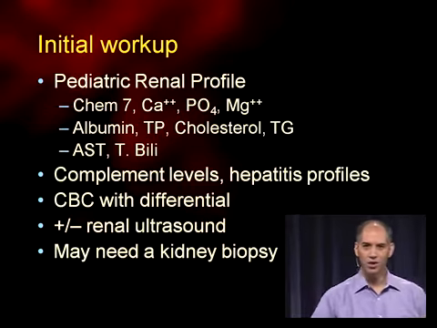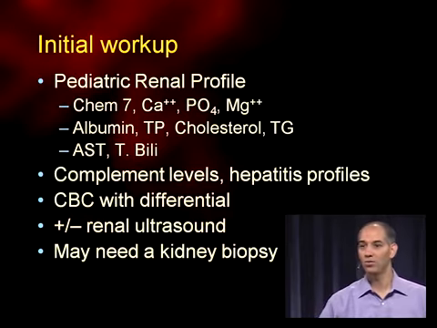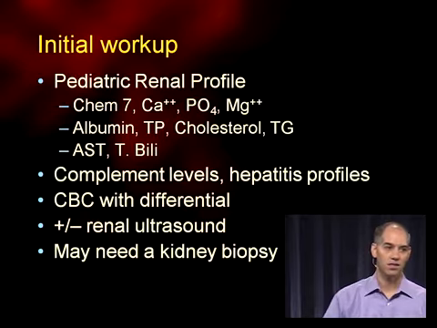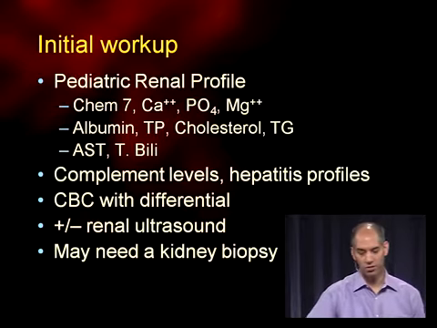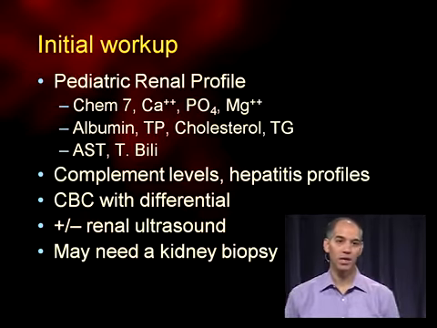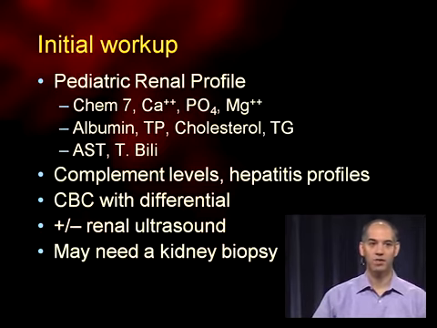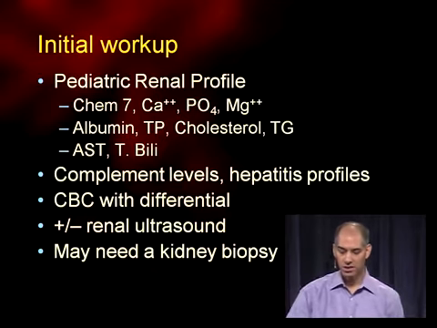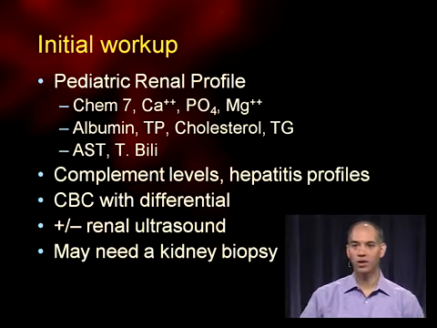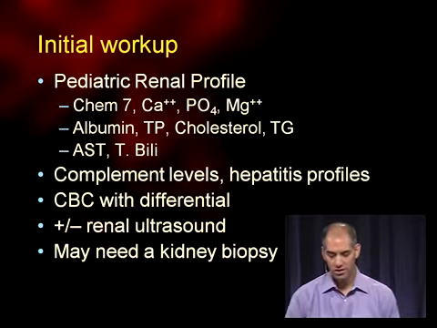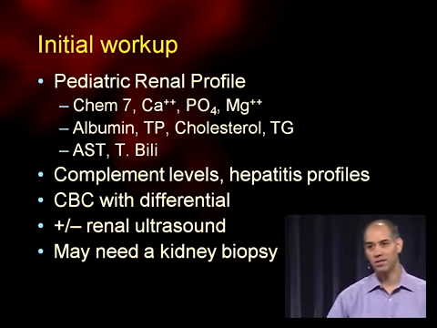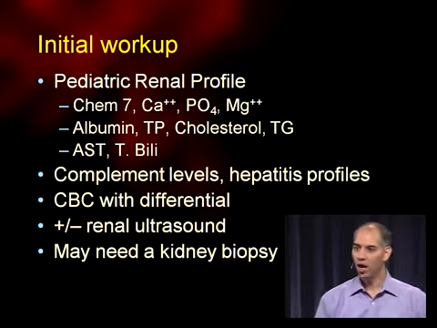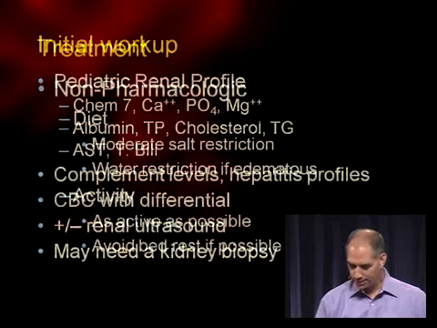And then once you get those back, you'd kind of like to make sure that you don't have those problems because of liver disease. And so we add in an AST and a total bili as part of our pediatric renal profile. You probably want to get complement levels because, as I mentioned, a lot of those hypocomplementemic GNs can present with nephrotic syndrome. Hepatitis profiles, a CBC. You may or may not get a renal ultrasound to look at the structure of the kidneys. And then finally, you may need, as I mentioned, a kidney biopsy. Often we'll treat this without a biopsy.